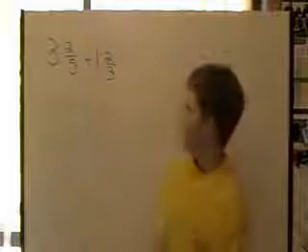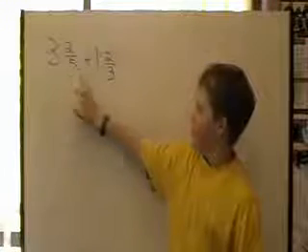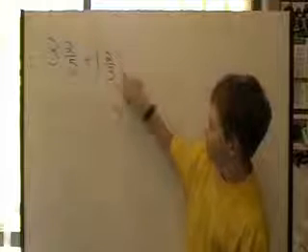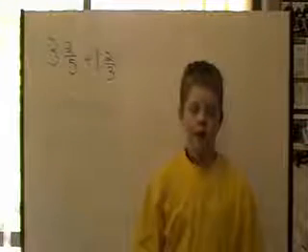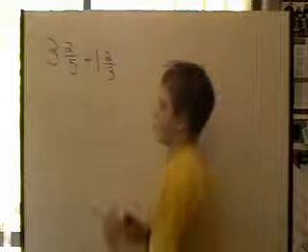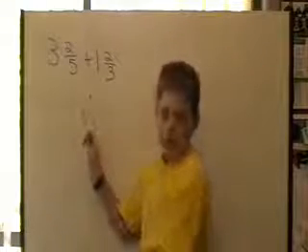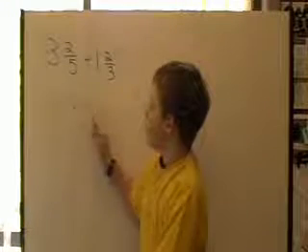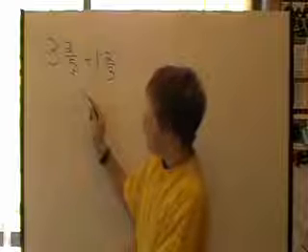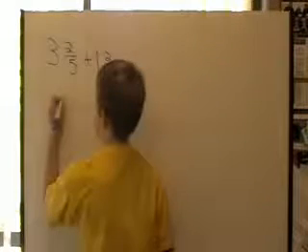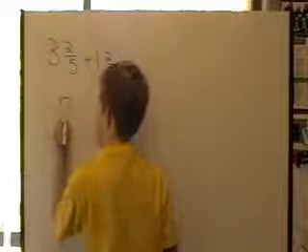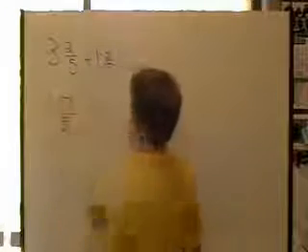Okay, here's our next problem. 3 2/5 plus 1 2/3. Okay, we're going to do the improper fraction method first. So, we have to change them into improper fractions. So 5 times 3 is 15, plus 2 is 17. So the denominator stays the same, but it becomes 17/5.